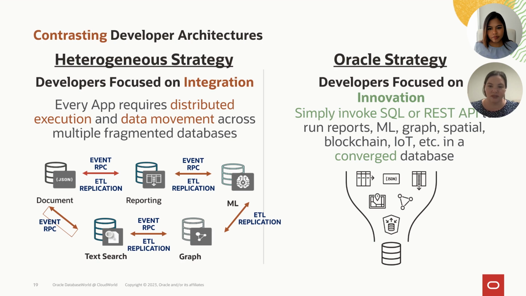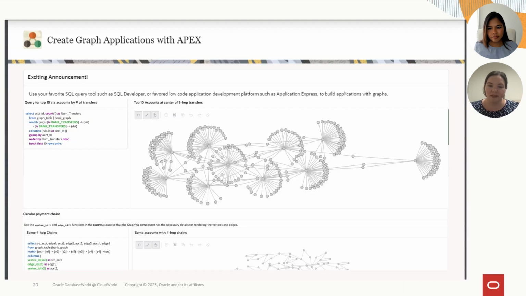And with its uniform SQL or REST APIs, developers can access any data model or value-generating technology without a steep learning curve. And of course, Oracle Graph is a part of the converged database, meaning you are also able to use it with all other Oracle tools like Apex. That allows you to develop and deploy compelling apps that solve real problems and provide immediate value.